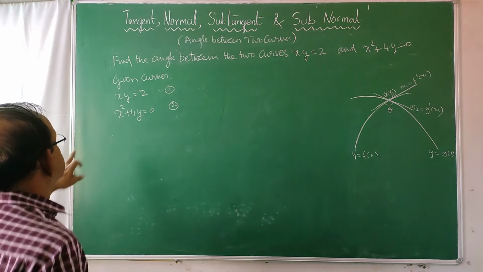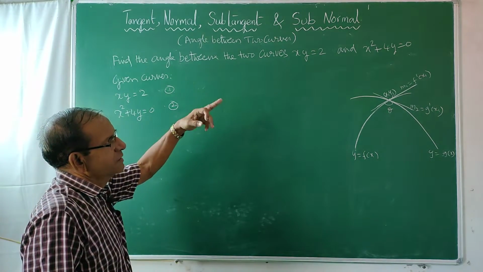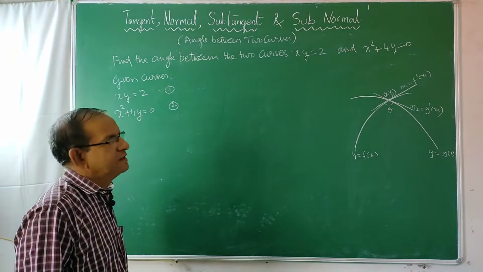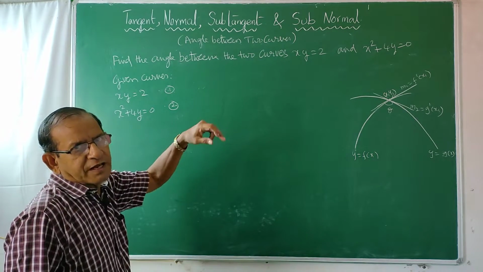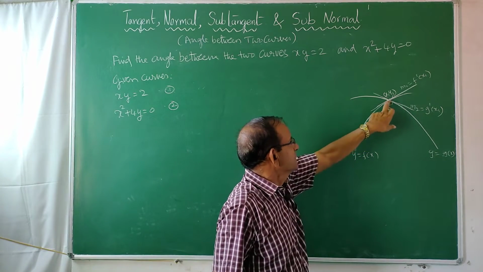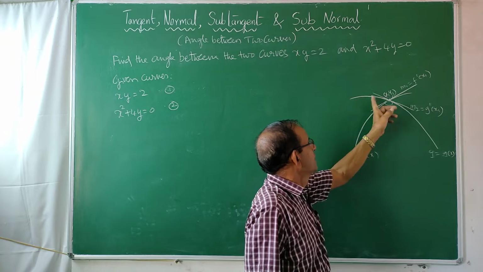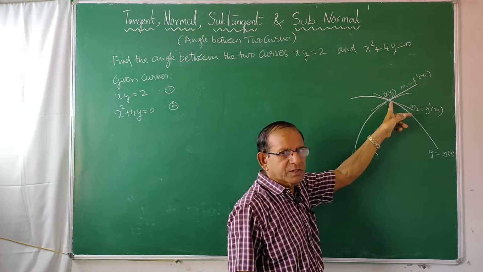Now see this question. Two curves are given in this one. xy is equal to 1 is one curve, the other curve is x square plus 4y is equal to 0. Now we have to find out the angle between those two curves. Suppose they are intersecting at x1, y1, we have to find out the slopes of the tangents at that point for both the curves.